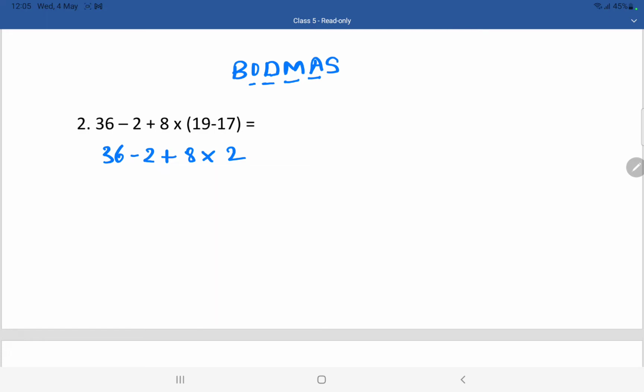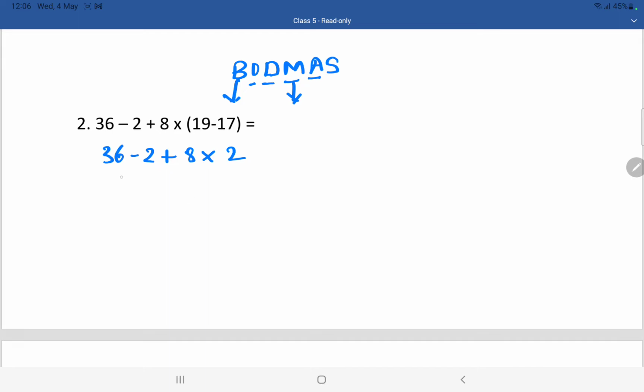Okay, students. Next, do we have of in the question? Here, do we have of? No, we don't have of. Do we have division? No, we don't have division. Do we have multiplication? Yes, we have multiplication.